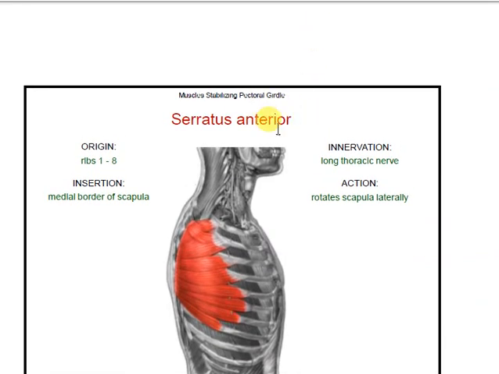So for example, this is the serratus anterior muscle, and the origin of the serratus anterior muscle is ribs number 1 to 8, and the insertion is the medial border of the scapula, while the innervation is the long thoracic nerve, and its action is to rotate the scapula laterally.